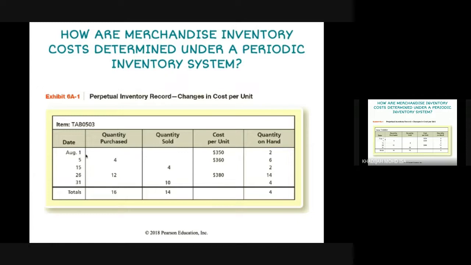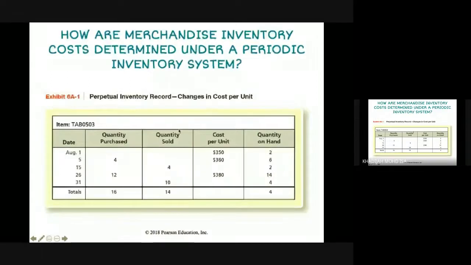If you look at here, the quantity that you have purchased is, on August 1st, you have 2 units, and then you purchase another 4 units and 12 units. So the total units that you purchase is 16. But don't forget that you have an opening balance of 2 units in the beginning, right? And then how many did you sell? You sold 14 units. So 16 units, but you sold 14 units, so why do you have a balance of 4?